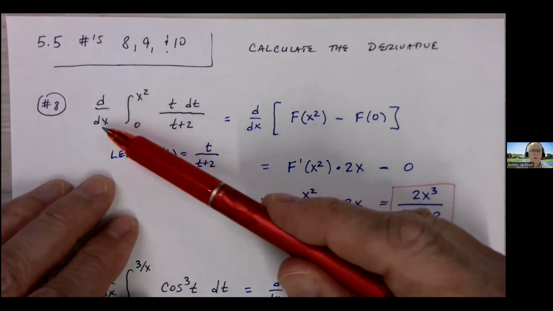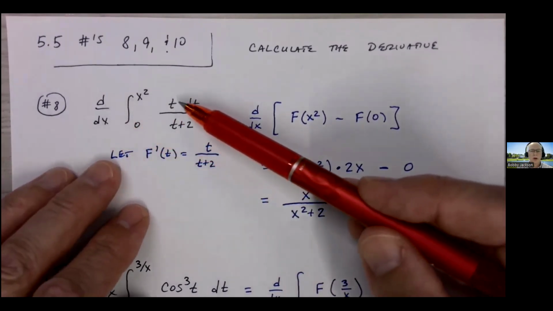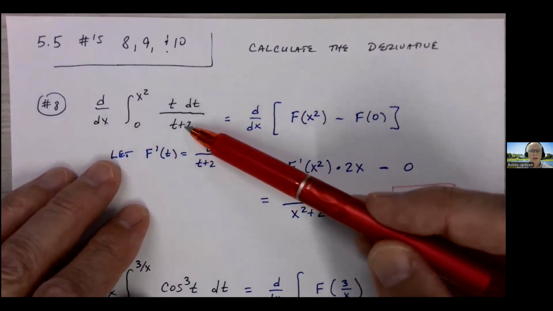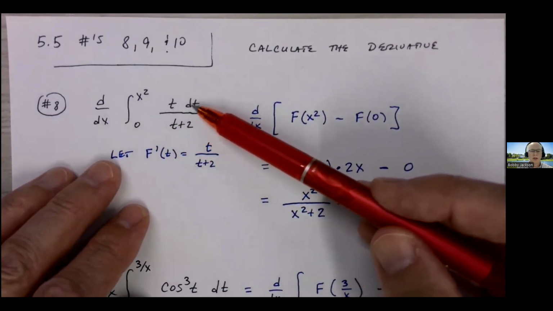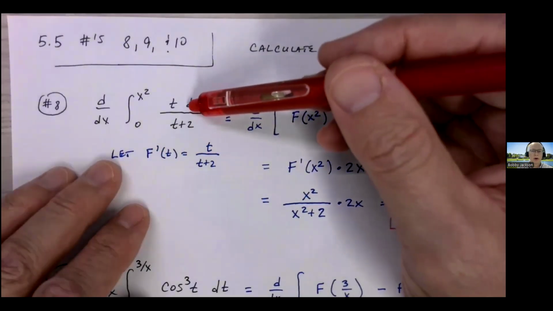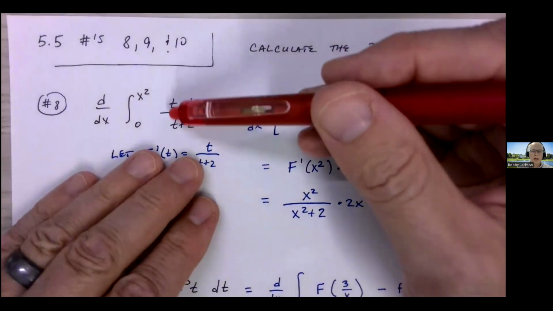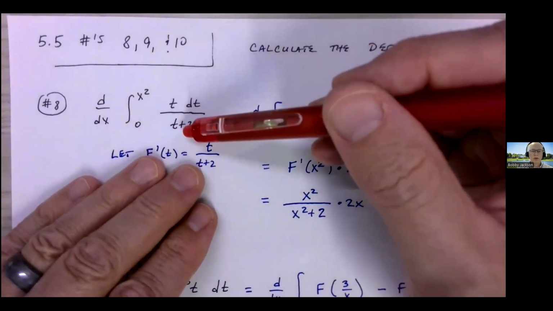We want the derivative with respect to x of the definite integral from 0 to x squared of the function t divided by t plus 2. The dt is just telling us that the variable of integration is t, so that's not part of the function we're integrating. Now, we are not going to find the antiderivative of t over t plus 2.